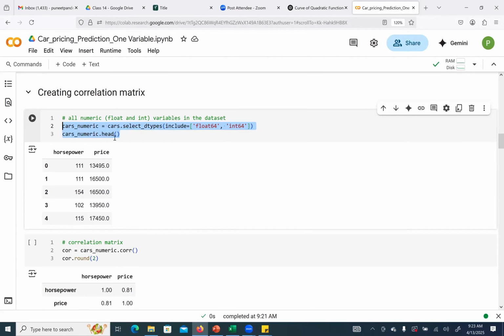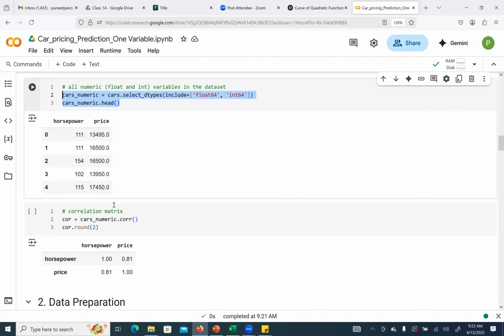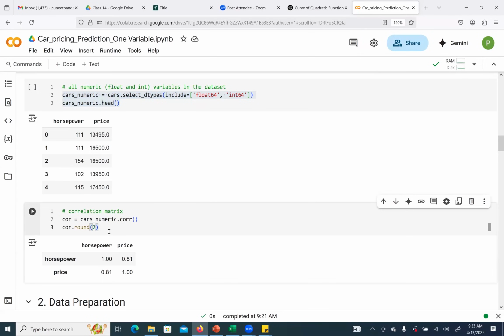So here, when I'm looking for integer variables, I have two, that is horsepower and price. And in the next line of code, I'm just using this corr function, CORR, and that will give me the correlation between different variables. For example, the correlation value between horsepower and horsepower will be 1. A variable is always perfectly correlated with itself. Similarly, the correlation between price and price is 1. Makes sense, right? A variable is perfectly correlated with itself.